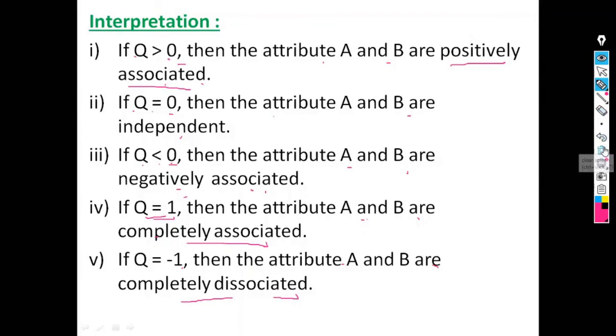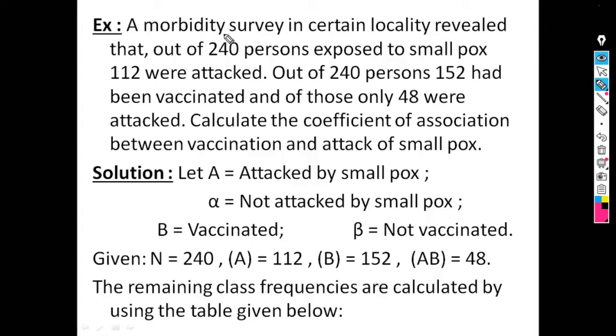For example, a morbidity survey in a certain locality revealed that out of 240 persons exposed to smallpox, 112 were attacked. Out of 240 persons, 152 had been vaccinated, and of those only 48 were attacked. Calculate the coefficient of association between vaccination and attack of smallpox. So here we have to calculate Q between the vaccination and attack of smallpox. Firstly we have to define our attributes.